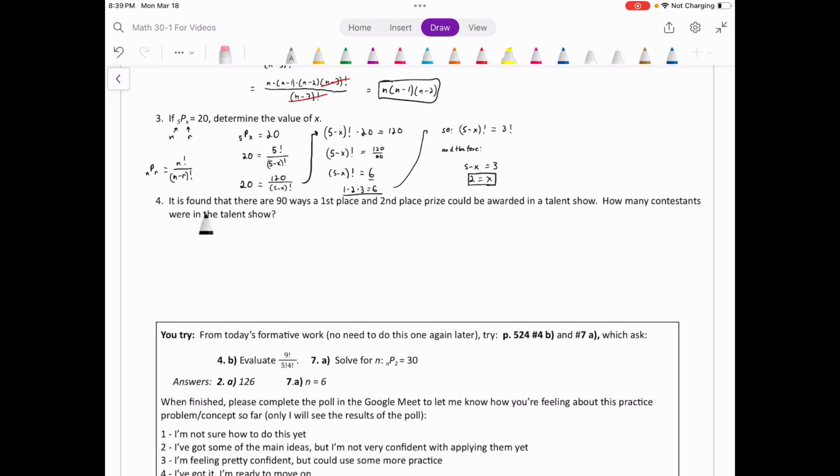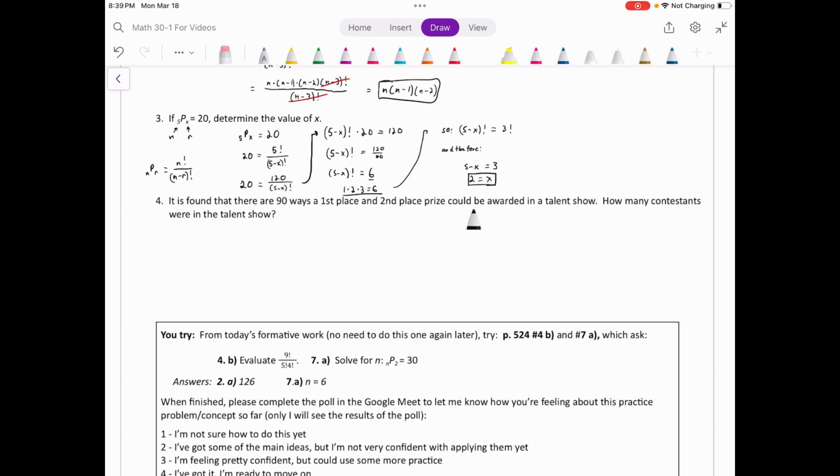All right. So this one here, it's found that there are 90 ways that a first place and a second place prize could be awarded in a talent show. How many contestants were in the talent show? Okay, so let's break this down a bit. There's 90 different ways that first and second could be awarded, right?